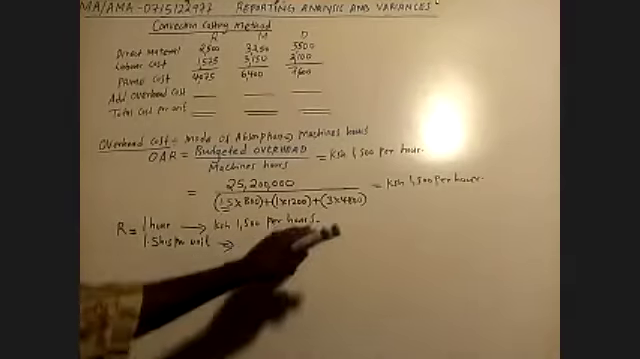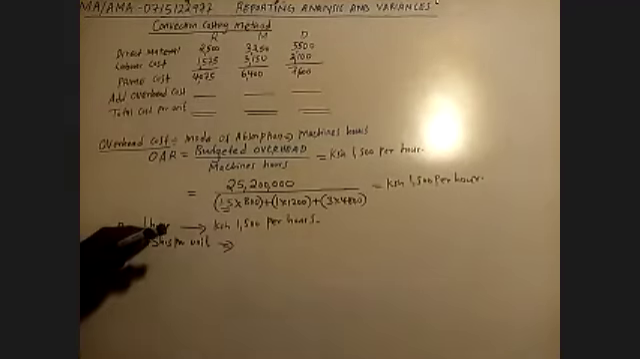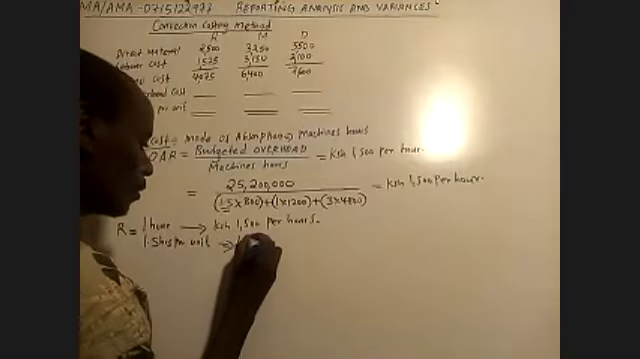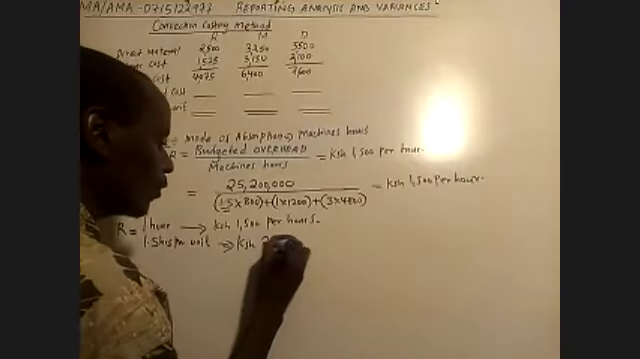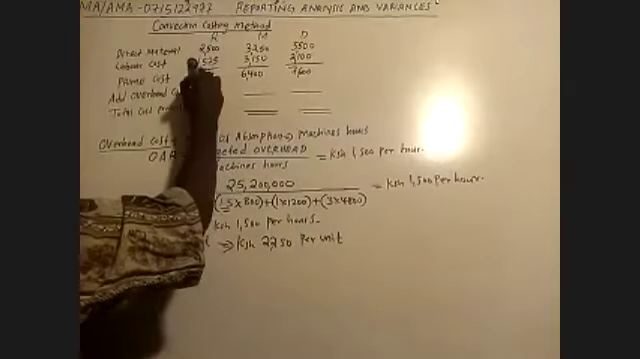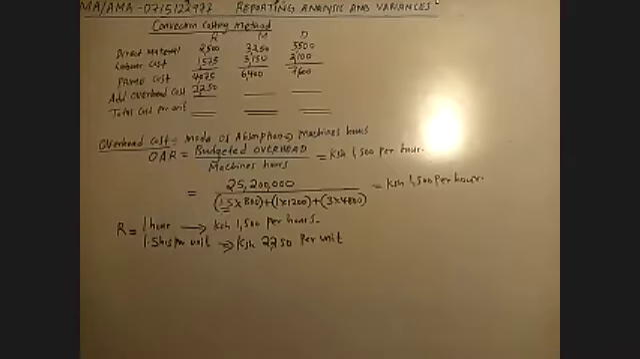So cost per unit, remember you need 1,500 per hour, and you know 1.5 hours. That gives 2250. Now you know 2250 per unit.